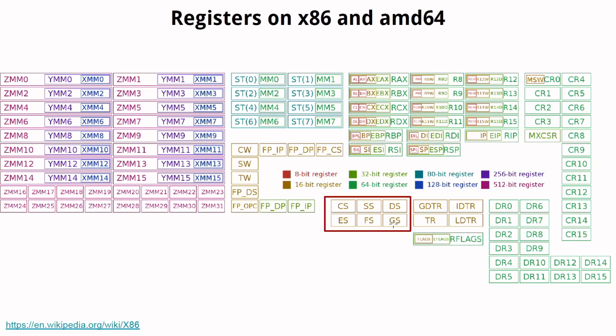Those are segmentation registers. In your OS class, and also the computer organization class, you probably learned that very old CPUs didn't really have memory virtualization. There is no MMU, okay?